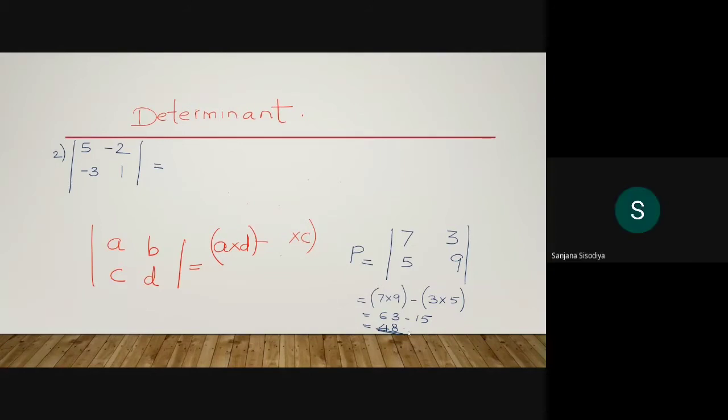Yes, ma'am. Very good. Okay. Now the next will be Prathamesh. Okay, so it's your turn now. Come on, give me the answer. A into D is equal to B into C is equal to 7 into 9 minus 3 into 5 is equal to 63 minus 15 is equal to 48.